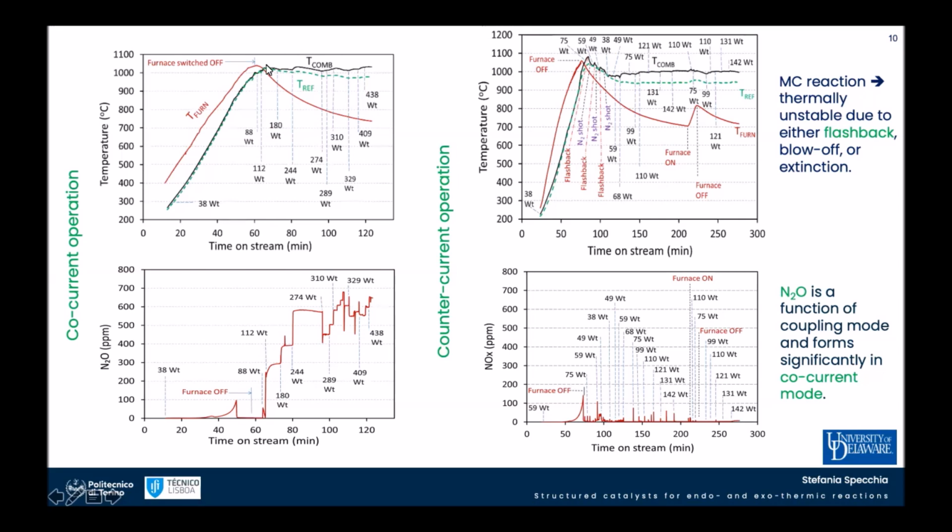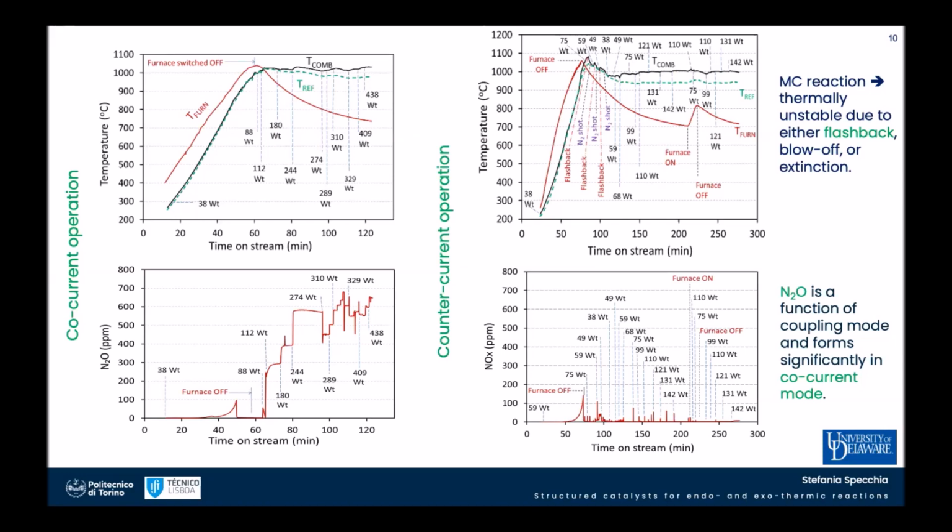With the concurrent operation, the operation was much more stable, and we were able to keep the temperature of the system almost constant. But in the concurrent operation, we formed much more NOx compared to the countercurrent situation. The point is that we tested experimentally only one side, and even if the overall reactor was very well wrapped, so we were able to insulate and keep the heat of reaction.